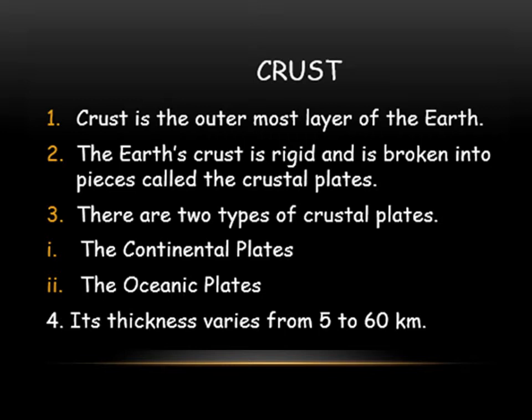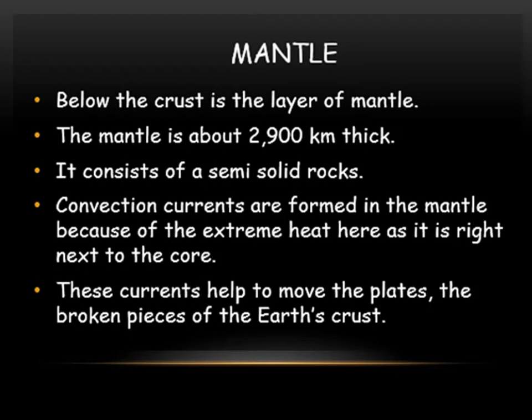The thickness varies from 5 to 60 kilometers. The oceanic plates are thin, it can be as thin as 5 kilometers, and the continental plates are thick, from 40 to 60 kilometers thick. About the mantle, I told you that it is found below the crust. This is the second layer, and its thickness is about 2900 kilometers.